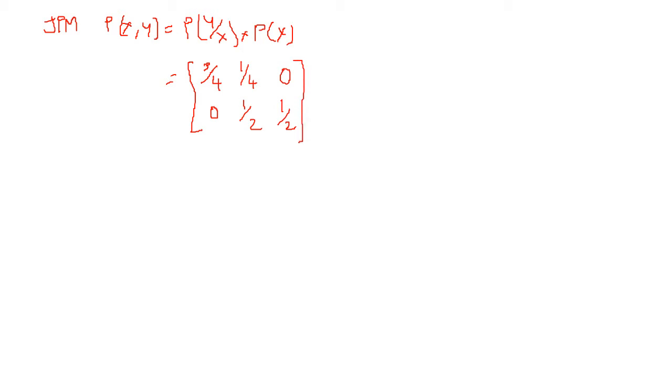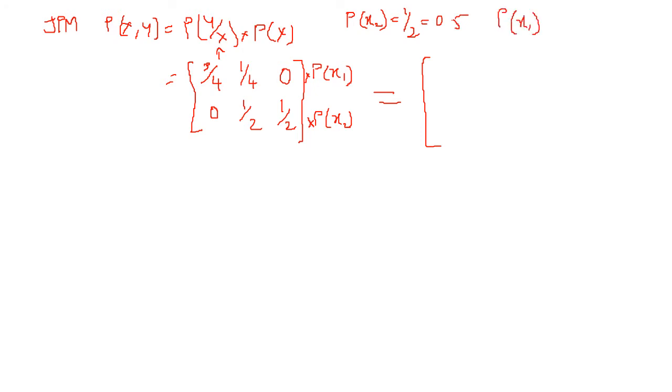So this is nothing but your channel matrix P of y by x, and we are going to multiply the first row with P of x1, and the second row with P of x2. So after multiplication we are going to get the joint probability matrix. We'll just try to multiply. P of x1 is given as 1 by 2, which is 0.5. P of x2 is also given as half, which is equal to 0.5. So we'll multiply the first row with half.